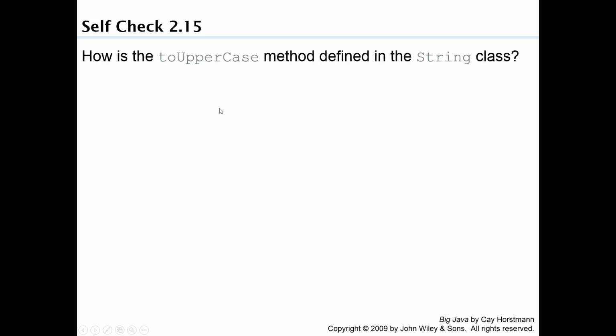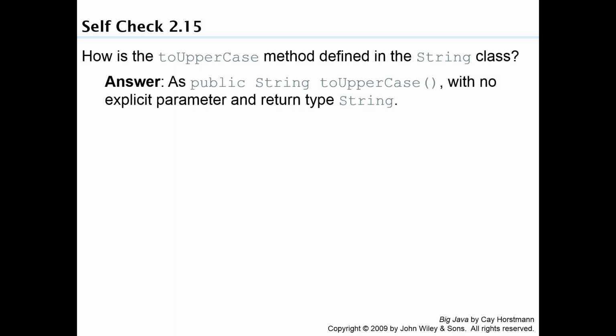How is the toUpperCase method defined in the string class? Well, we know that it returns a string, right? We know it's public because we can call it. So, yeah, it would be public String toUpperCase. That's its return value. It doesn't have any explicit parameters because it just returns a copy of the string it has inside it, so it doesn't need any additional input.